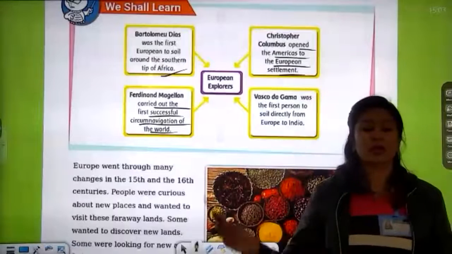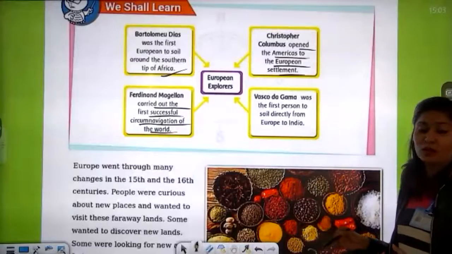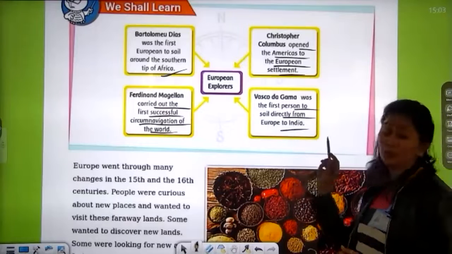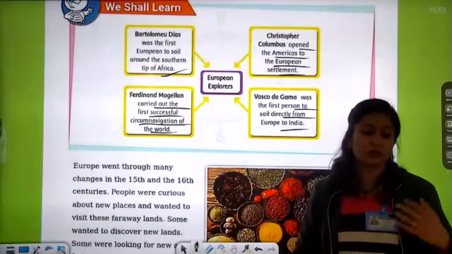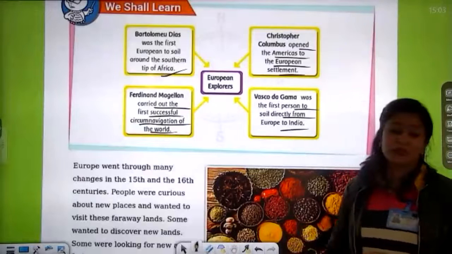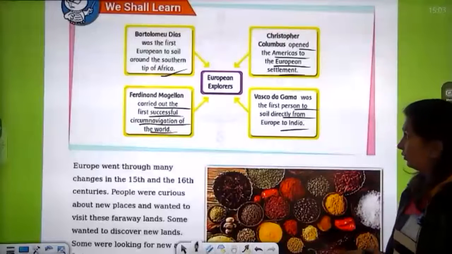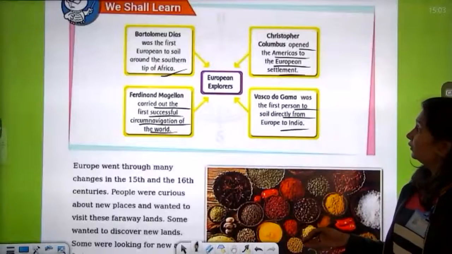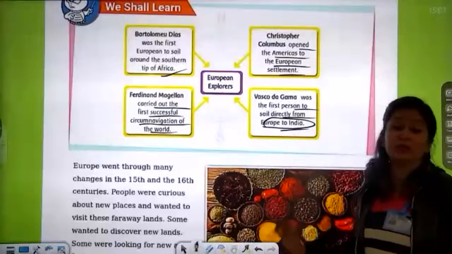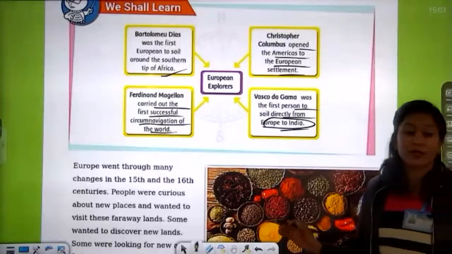Circumnavigation means to sail around the earth. Earth के चारों तरफ घूमना. Okay? To sail around that. The meaning of sail also we are going to learn in this chapter. Vasco da Gama was the first person to sail directly from Europe to India. To sail means to travel in the water, through ships, through yachts and all. Clear? It means to travel in the water through yachts or ships or any water transportation. So Vasco da Gama was the first person to sail directly from Europe to India. He invented a new way so that people can reach India directly.